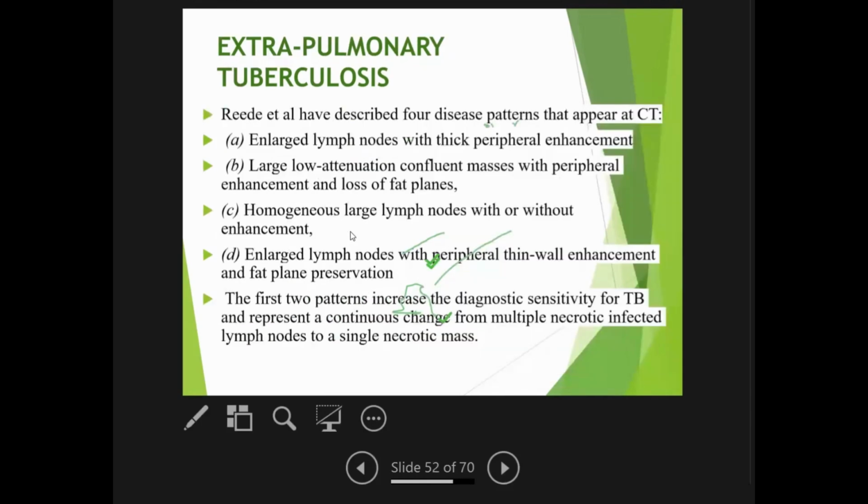And they have described 4 patterns of appearance in the lymph nodes. Either they may be just enlarged with peripheral enhancement in the CT, or it may be a large attenuated mass with peripheral enhancement, or it may be just a single large mass due to matted lymph nodes without enhancement, or there will be a lymph node with peripheral thin wall enhancement but preserved fat plane.